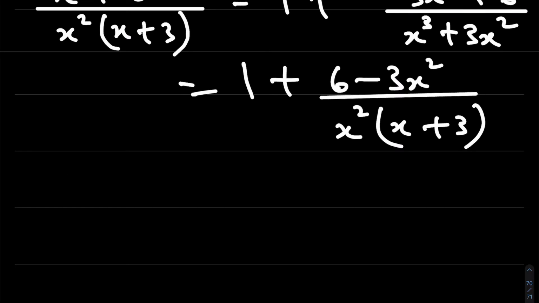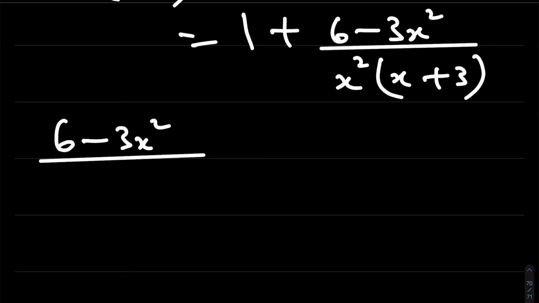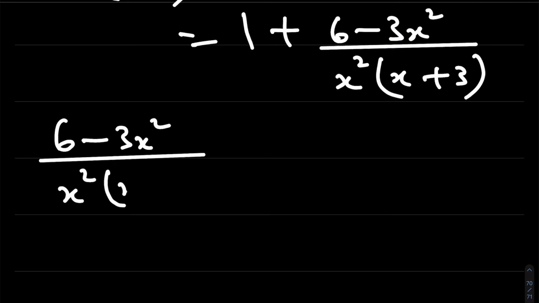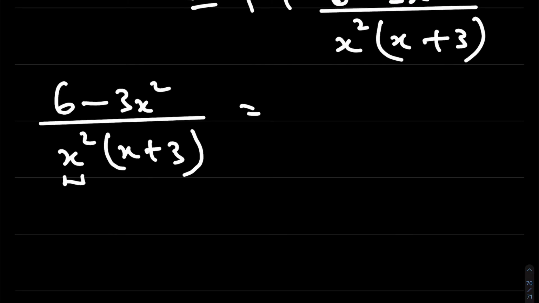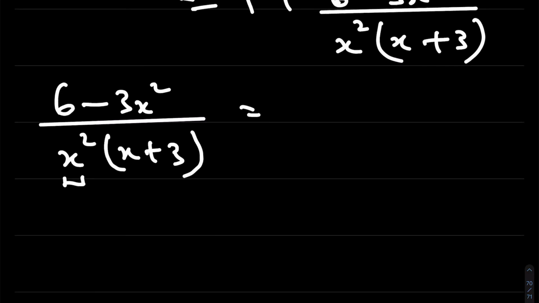So let's go. 6 minus 3x squared all over x squared times x plus 3 is equal to, now x is a linear factor, but its power is greater than 1. That means it's a repeated linear factor. So whatever the power is, that is the number of partial fractions it is going to have. The power is 2, so it will have 2 partial fractions. So the first power, which is x raised to power 1, the numerator of the partial fraction of the first power is just a constant.